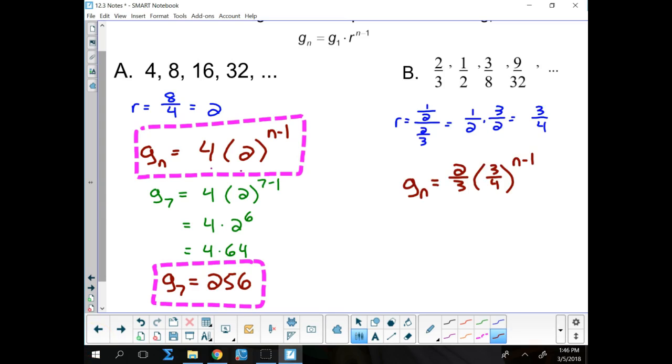To find my r, I take any term and I divide it by the term right before it. So 1/2 divided by 2/3. Remember when we're dividing fractions, we reciprocate the second fraction and then we switch to multiplying. So that's really 1/2 times 3/2, which is 3/4. So my rule is g sub n equals 2/3 times 3/4 to the n minus 1 power.